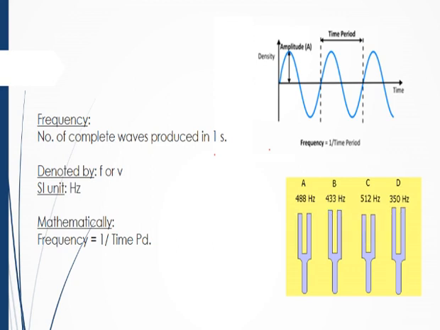The relationship that frequency has with time period is inversely proportional, or we may say frequency f is equal to 1 by capital T, that is, 1 over the time period.